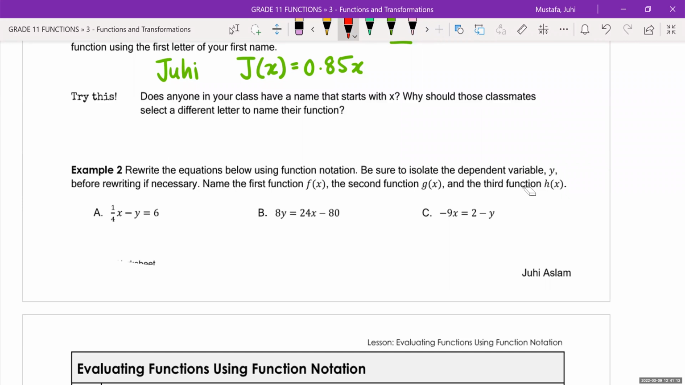So for the first one, I'm just going to move the y to the other side, the 6 over, and when I do all of that, it's going to become y is equal to 1 over 4x plus 6. And according to the instructions, they want us to label the first one f of x. So it's just going to be f of x is equal to 1 over 4x plus 6. Should it be, sorry, you guys, should it be minus 6? Yeah, you're right. It should be a minus 6.